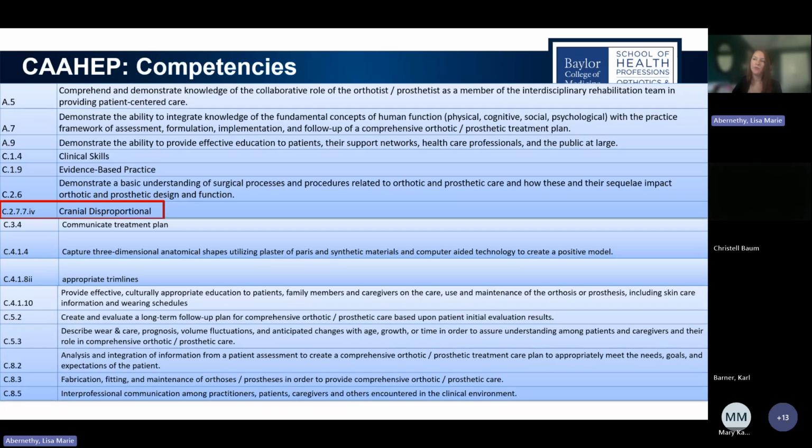Cranial sits within what's called the SCOM class. SCOM covers spinal and scoliosis as well, and we're going to cover that in the next session. But for this one today, I'm going to talk specifically about cranial disproportion and protective helmets. And these are all of the competencies that my portion of the course aims to achieve, which you can see is quite a bit. So everything clinically related to cranial disproportion.